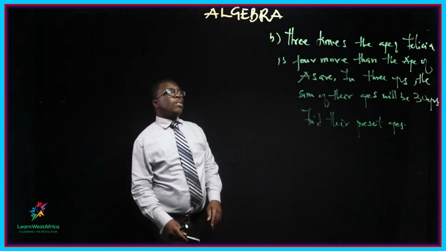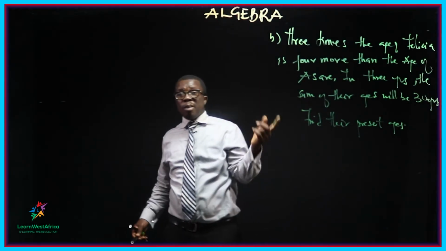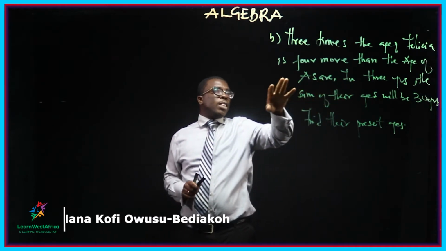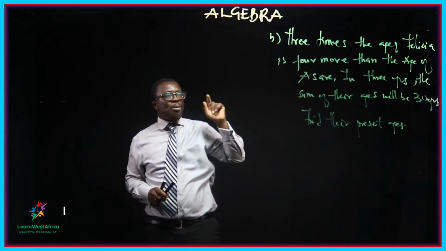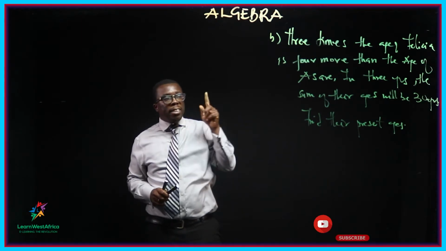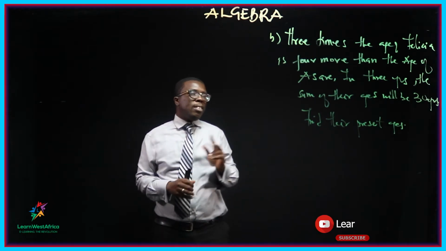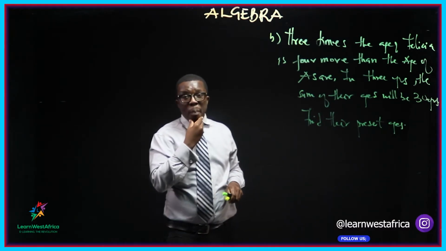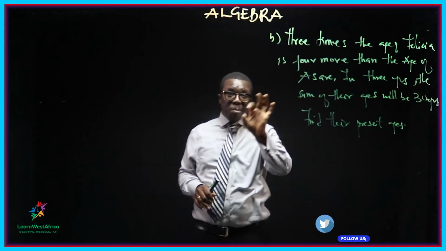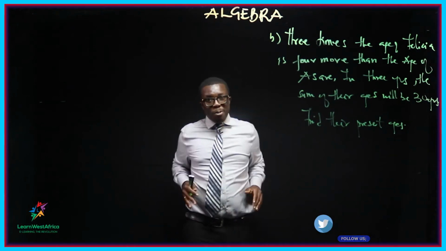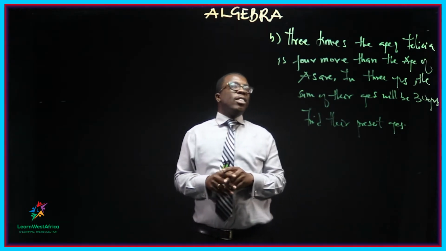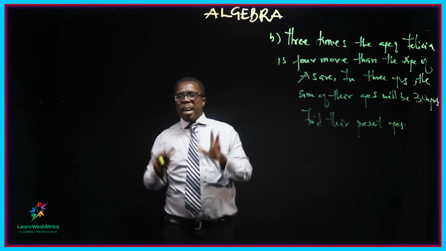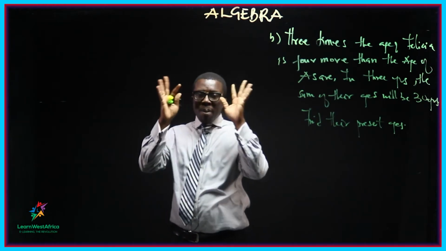B part, now say 3 times the age of Felicia is 4 more than the age of Asari. In 3 years, the sum of their ages will be 30 years. Find their present ages. We take the question and form a similar one.